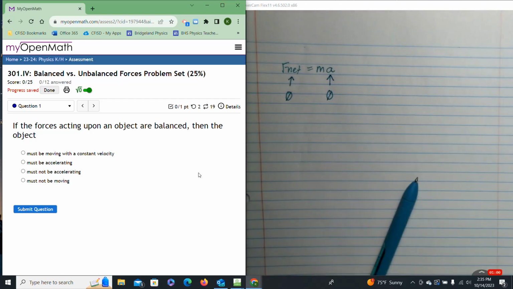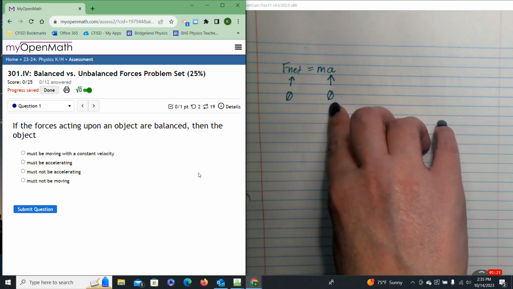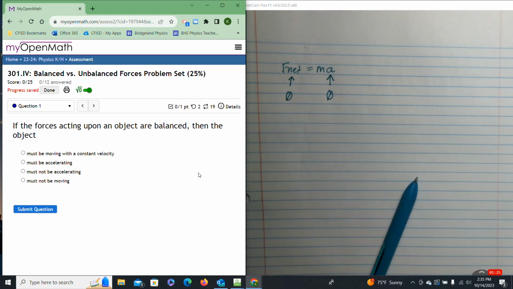Zero acceleration could mean that the object is moving at a constant velocity. It could mean that you're moving at, let's say, 5 meters per second, and that it's not changing, because acceleration is rate of change in velocity. So if you are moving at 5 meters per second, and you're still moving at 5 meters per second the next second, and then still 5, still 5, still 5, that is an example of zero acceleration. But it's not the only example of zero acceleration.